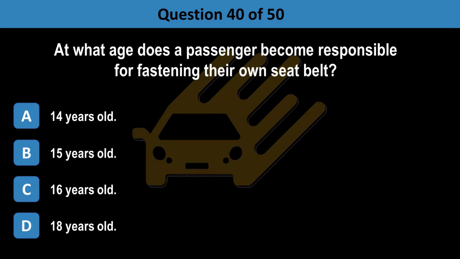At what age does a passenger become responsible for fastening their own seat belt? A. 14 years old. B. 15 years old. C. 16 years old. D. 18 years old. The correct answer is A. 14 years old.